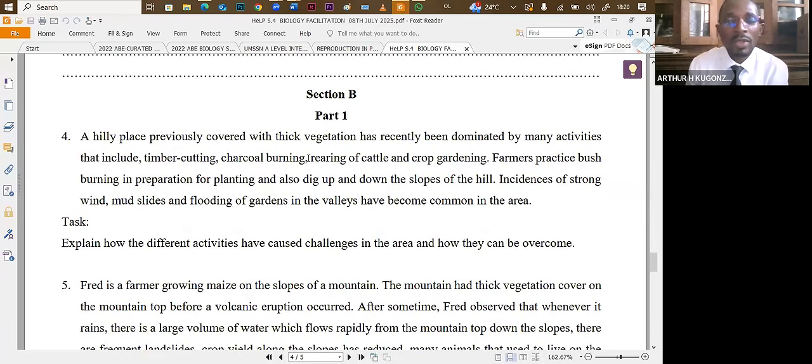So you don't mention things by proxy. You get it? If it is charcoal burning, tell us the people were burning charcoal and what that charcoal can cause in the environment vis-a-vis the challenges that have been given.